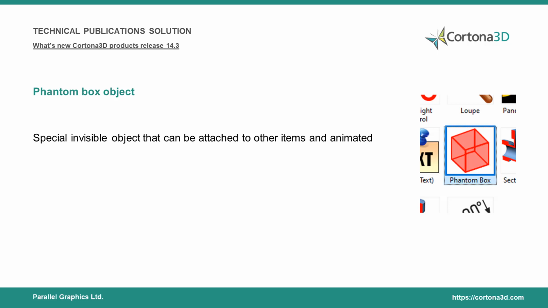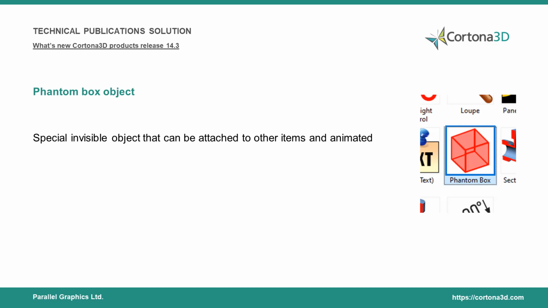Those of you who have created procedures with the use of flexible host spline object from the object gallery may know that it can be rather tricky to assign complex movements to intermediate points of the host spline. To address this, a special object has been added called phantom box. This box is not visible in final publications, and you can attach intermediate points of the host spline to it.